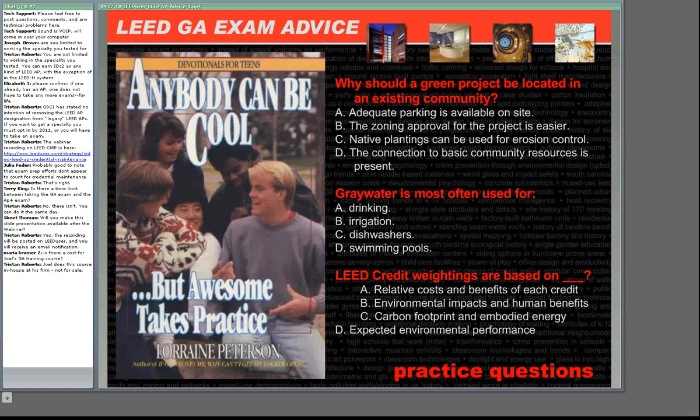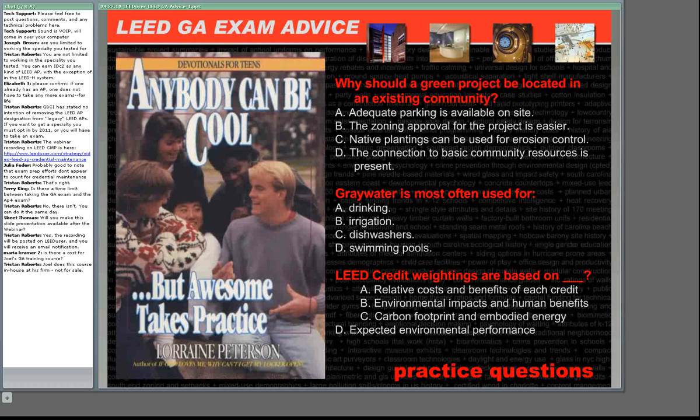Gray water is most often used for drinking, irrigation, dishwashers, and swimming pools. The answer here is irrigation, because it's simple and it's cheap. When we talk about these things in my class, I talk about what the most cost-effective methods are. You're expected to know that kind of level of detail. What you're not supposed to know is how gray water is figured into your calculation for WE Credit 1, water efficient landscaping. You need to understand the concepts behind those credits, but not necessarily the LEED-specific application of it.